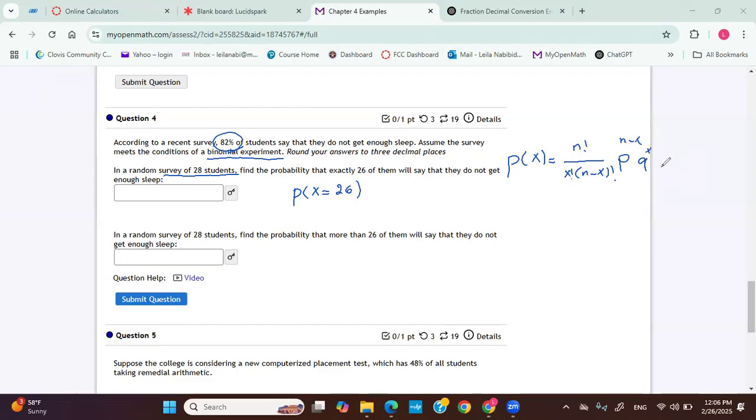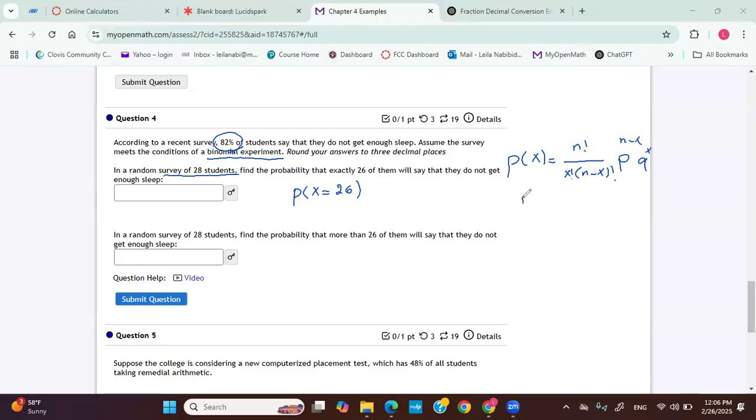Or maybe p to the x, q to the n minus x. I need to check the formula. But I'm not going to use this formula by hand. I want to use the online calculator for it. If you just want to work manually, you need to write the whole formula, make sure you have the correct format of formulas, and then replace numbers.